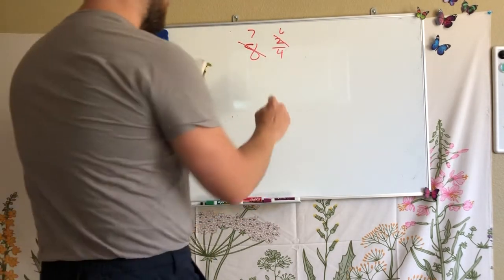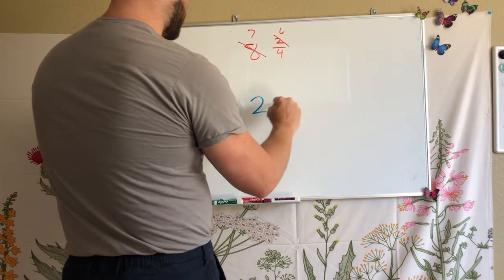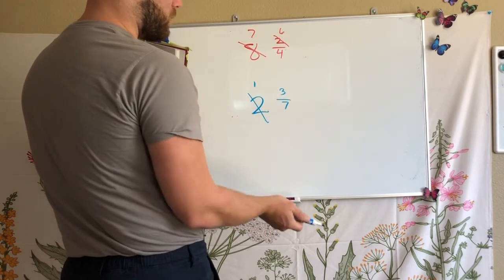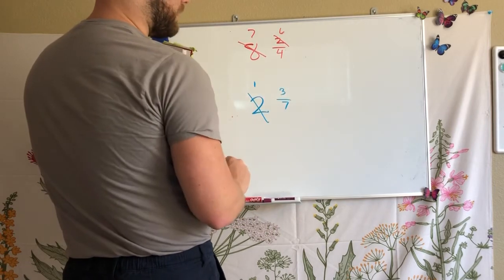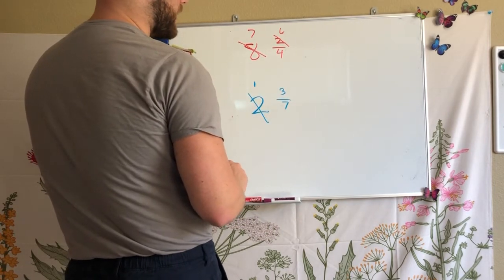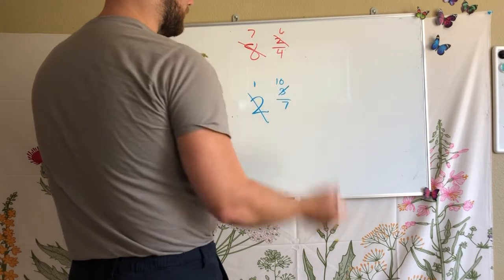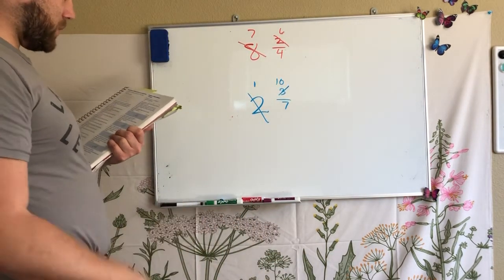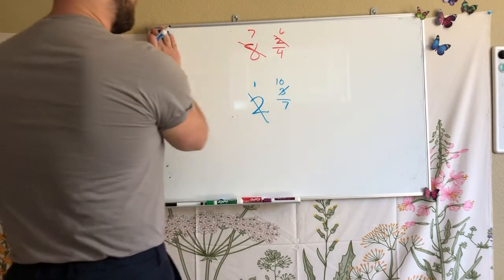Problem B. You have 2 and 3/7. You're going to take 1 away from here, so now it's 1. You're adding 7/7 over here. 7 plus 3 is 10. Just like so. So, do the next 2 on your own. Pause the video.